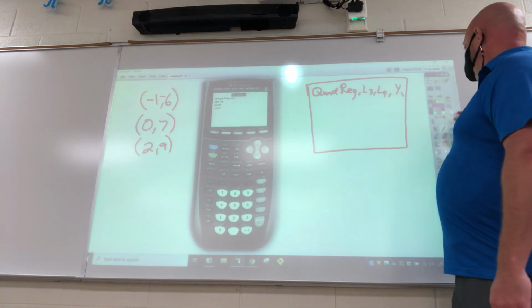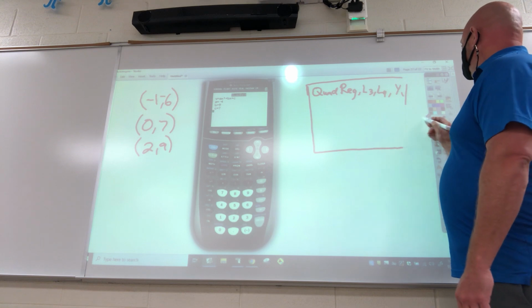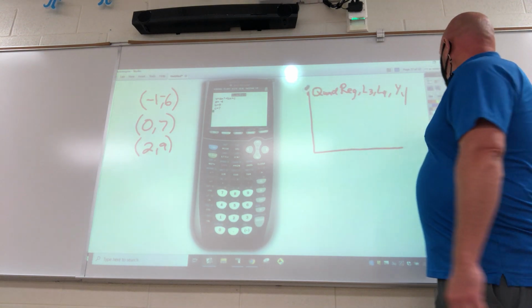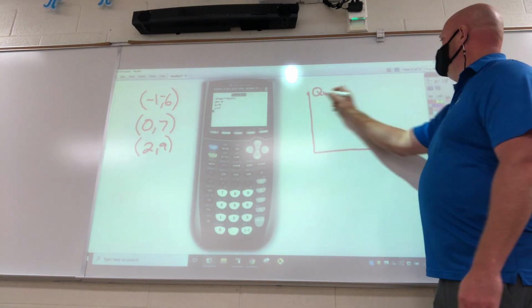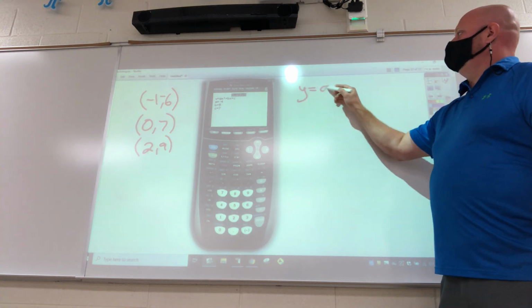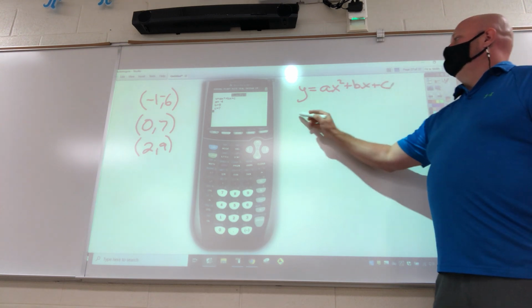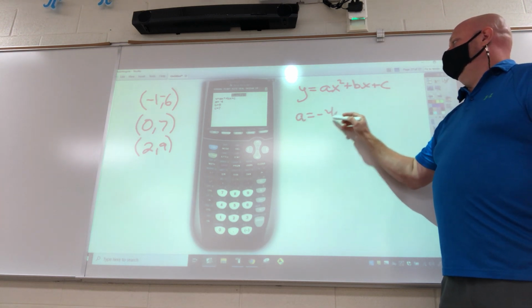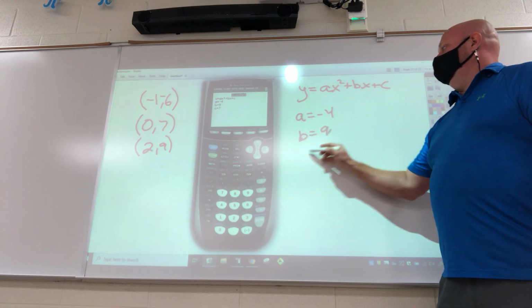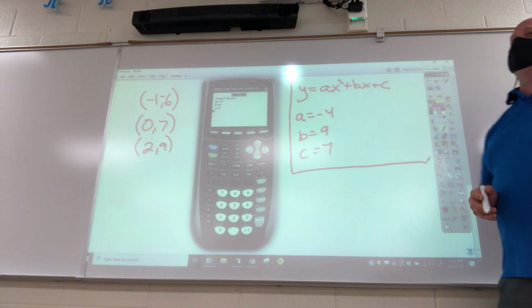It says, I'll write this a little bigger so you guys can see this. Why is this so small? So at the top it says y equals ax squared plus bx plus c. And then it says a is -4, b is 9, c is 7. So if this is what the calculator says, what's the answer?